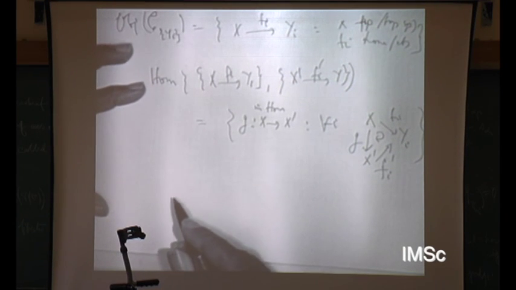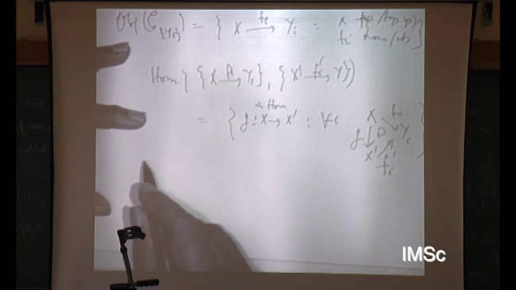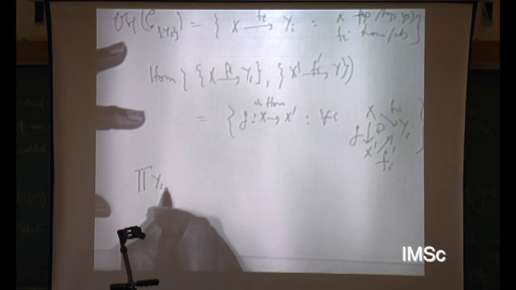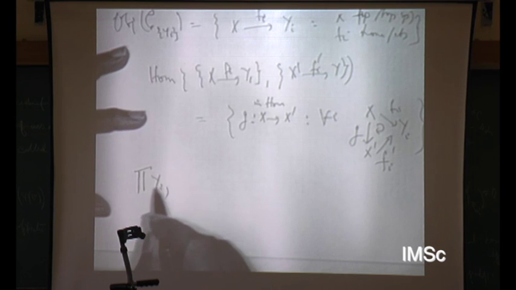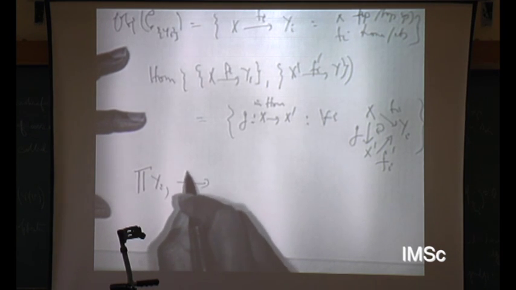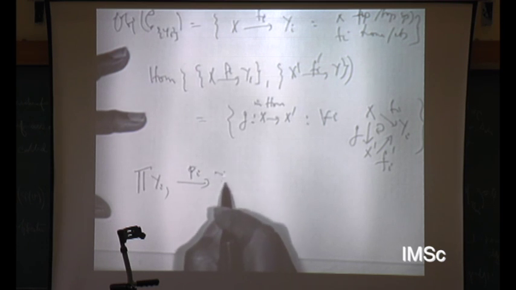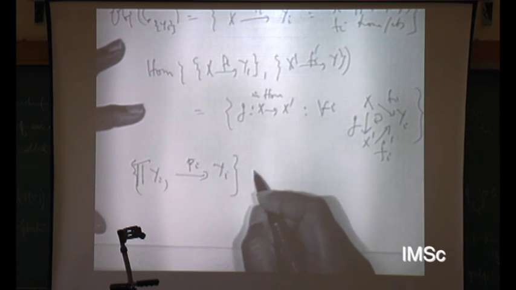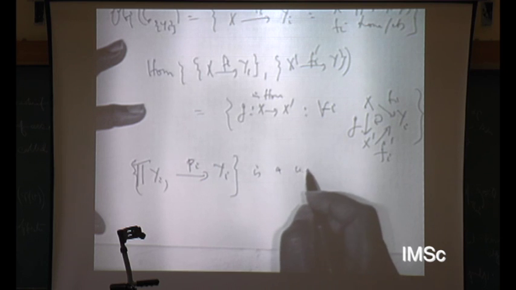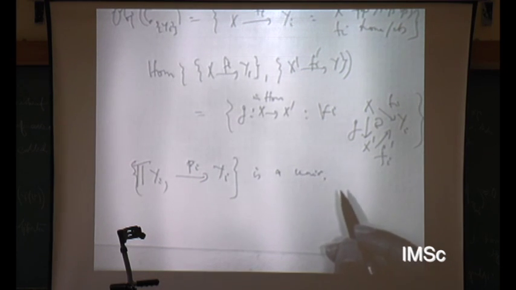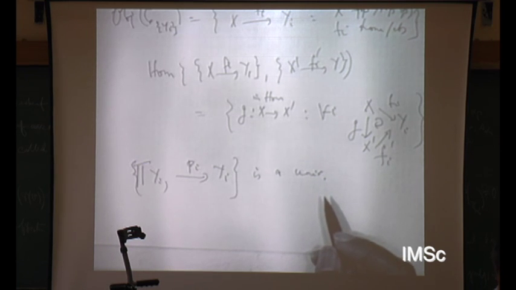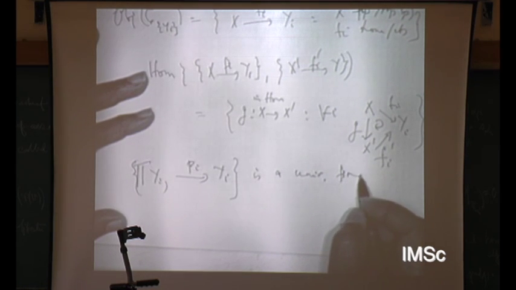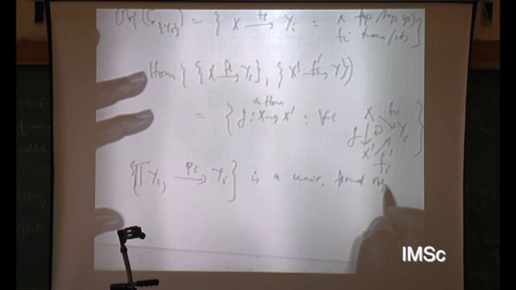Let me see if I've got it right this time. So I want to say that if I take the product Y_A, with the projection mappings, is a universal what object? If I have a function from the final object in this category.